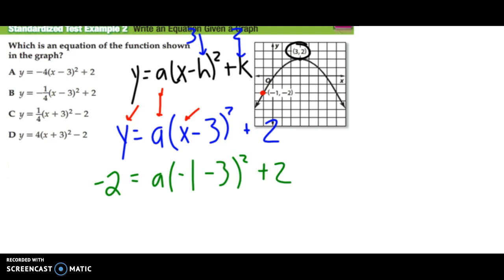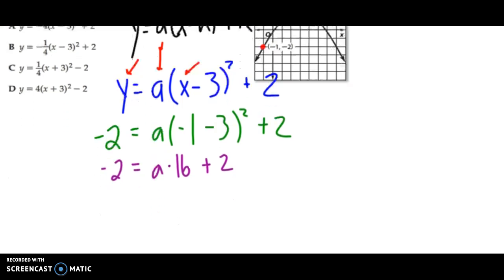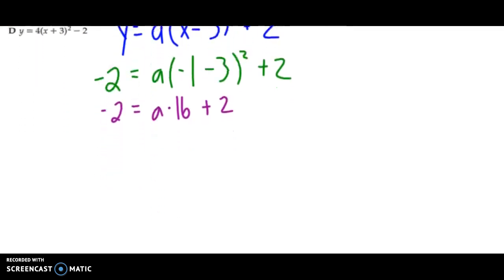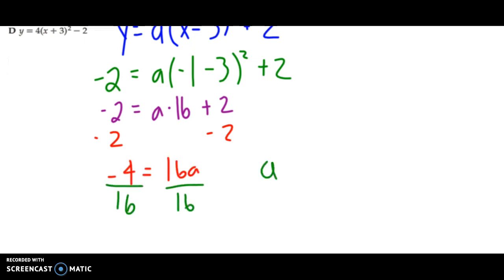So y is -2, which is equal to a times the quantity -1 minus 3 squared plus 2. Simplify it out just a little bit farther. -2 is equal to a times... -1 minus 3 is -4. -4 squared is 16. So a times 16 plus 2. Keep going. I subtract 2, subtract 2. Now I get -4 is equal to 16a. Divide by 16. Divide by 16. And I find that a is equal to -1/4.